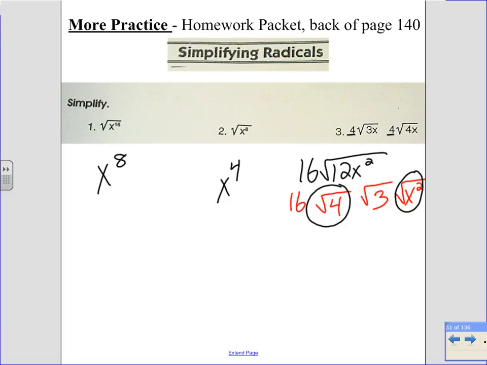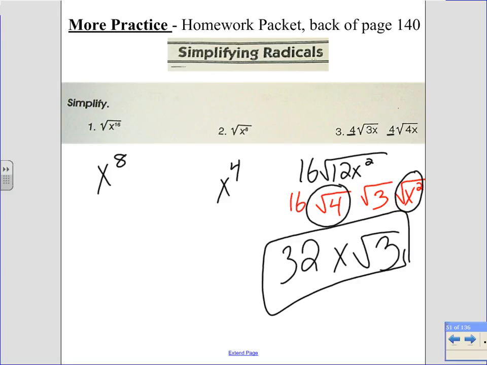Okay, Gio, what do we do when we take the square root of 4? What do we do with the 16 that's left in front? Good. So square root of 4 is what, Gio? 2. So then 2 times 16 is 32. What's our answer going to be? Abigail? Awesome. 32x times square root of 3. Any questions on that one?